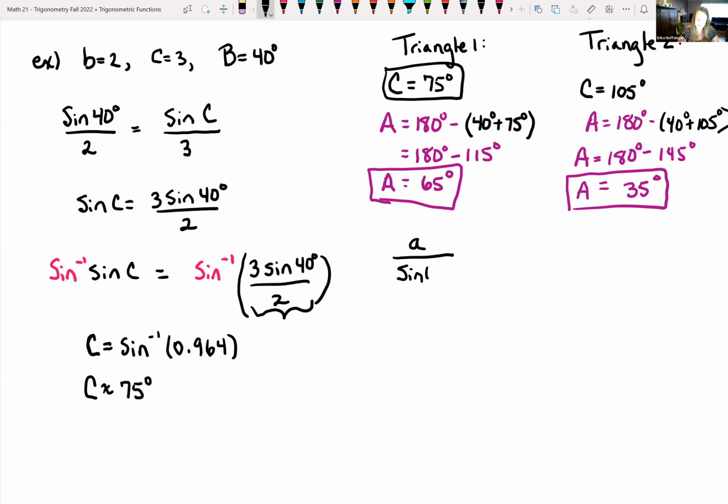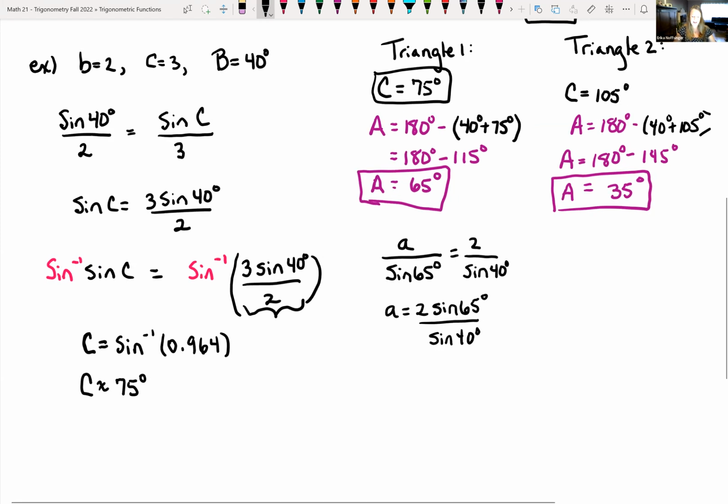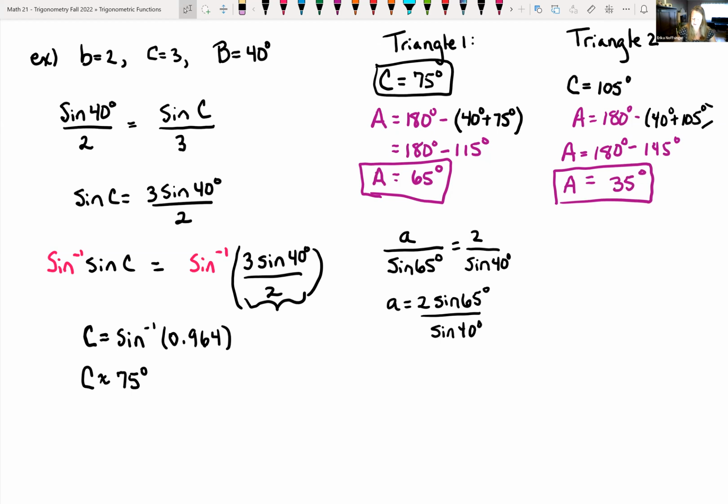For the first triangle, we said that was 65 degrees, is equal to, again, I'm going to use what I know, side B, which was given as 2, all over sine of angle B, which is 40 degrees. Multiply both sides by sine of 65 degrees, we get A equals 2 sine of 65 degrees, all over sine of 40 degrees. And then I'm going to plug that in the calculator, but let's first go and figure out what side A for triangle 2 is. And so we can just do that at once.